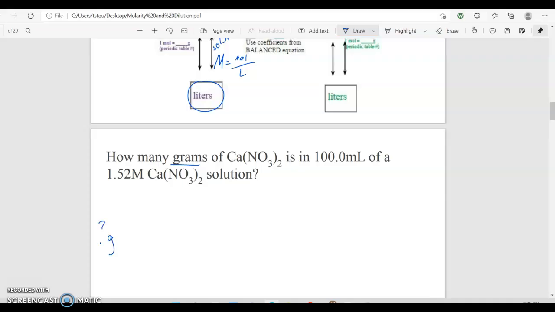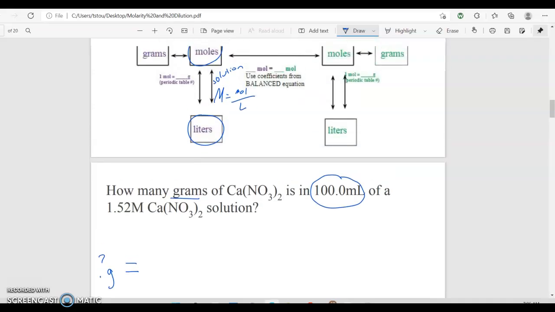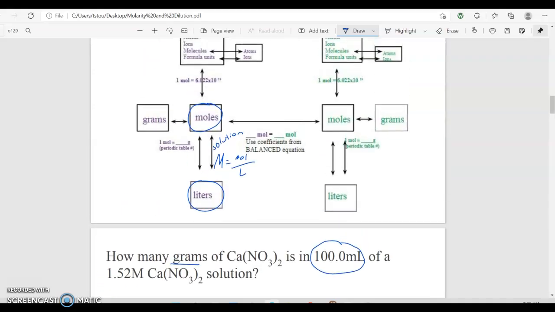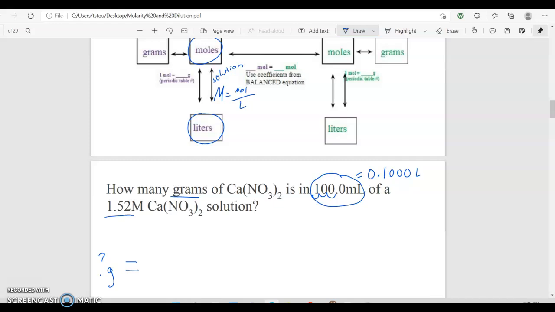So we'll go question mark grams equals. I want to find how many grams. So question mark grams equals. Now I've got two numbers. A milliliters, which really isn't that useful because milliliters isn't on the mole map. So I'm going to move that into liters. 1, 2, 3. So I can see that's 0.1000 liters. I kept those zeros there because they're sig figs. And then I've got 1.52 molar.